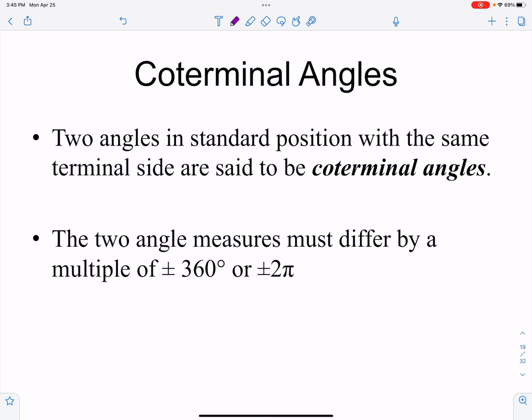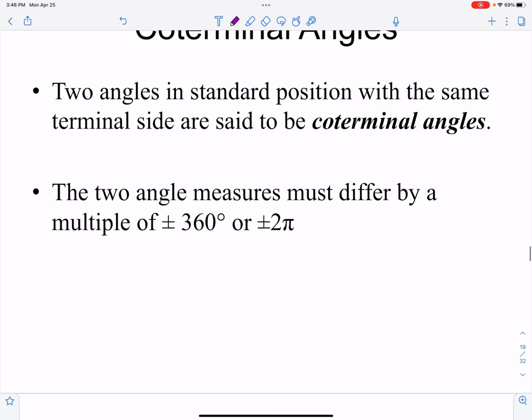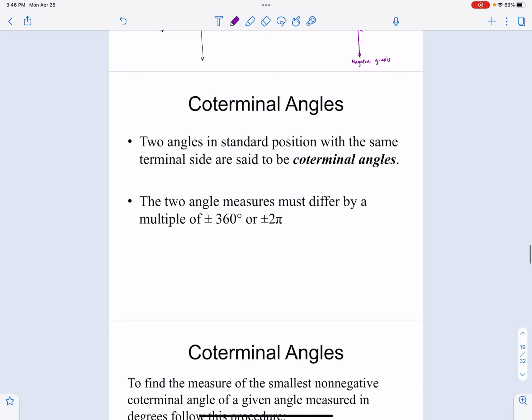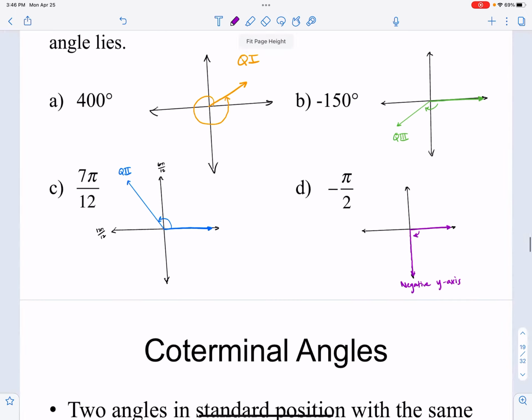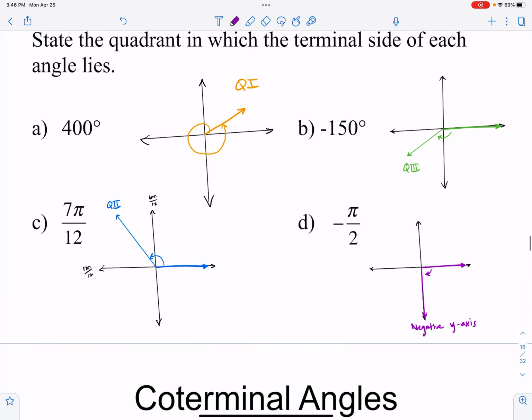So coterminal angles are angles that terminate in the same position. And every angle has infinitely many coterminal angles. And you can determine an angle's additional coterminal angles by adding or subtracting multiples of 2 pi or multiples of 360 degrees. So coterminal just means that they terminate, they stop in the same position. So we actually just looked at a couple of angles that are coterminal to angles from the unit circle.